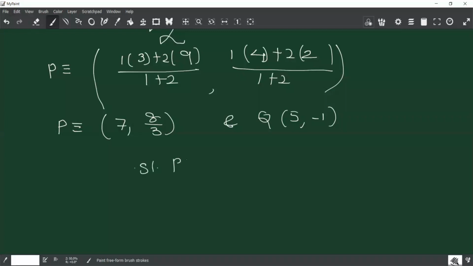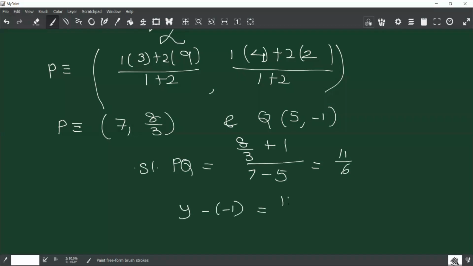What do you want to do? Do you want to find the slope? It is 8 by 3 minus 1 upon 7 minus 5. That's 2. So what is the slope? 11 by 6. And then you get y minus y1 is equal to slope into bracket x minus x1. Somebody has already got the answer. 11x minus 6y is equal to 61.